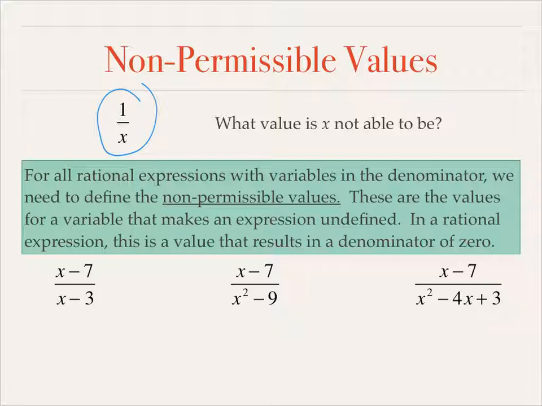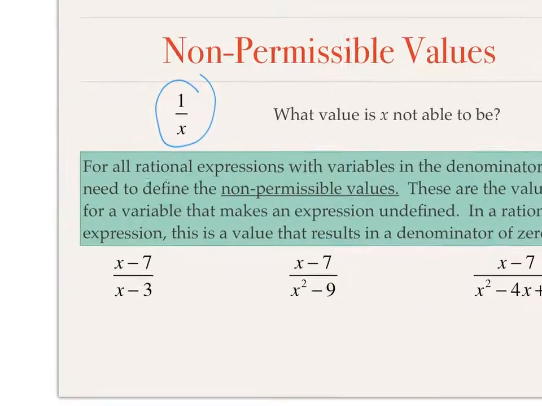So we have what we call non-permissible values, and basically all a non-permissible value is to look at the denominator and say what number would make the denominator 0. If the denominator is 0, we say that the expression is undefined. Okay, so that's bad. We don't want it to be undefined. So here, it's anything that makes the denominator 0. Try not to overthink it too much. It is a little confusing at first.